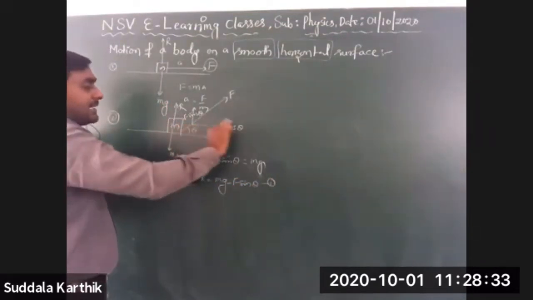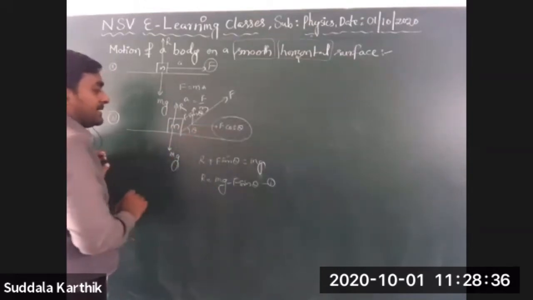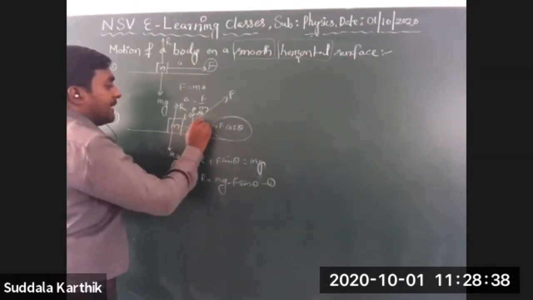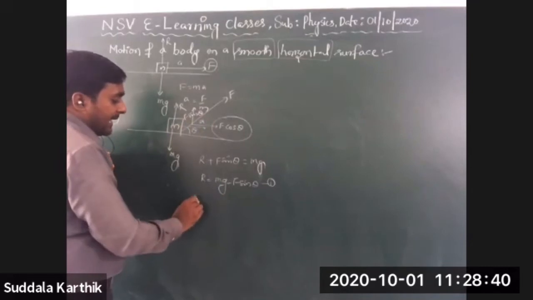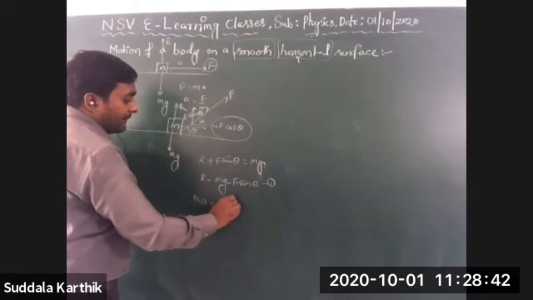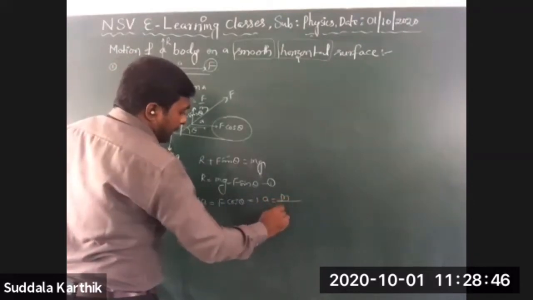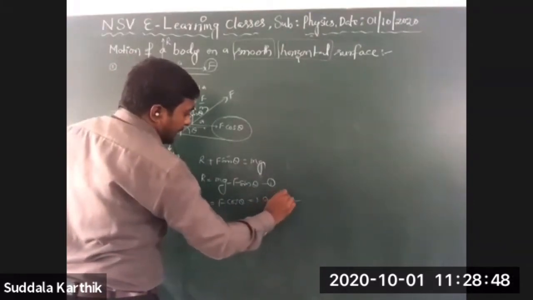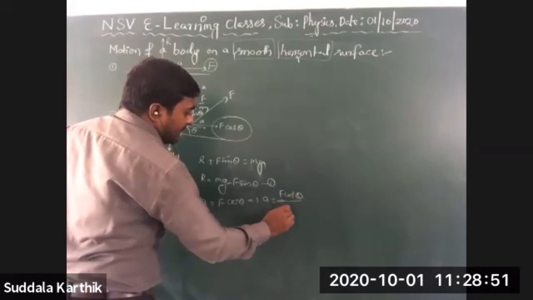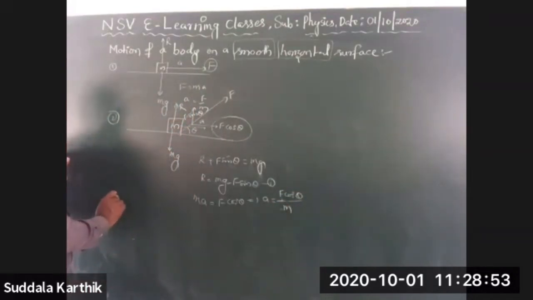Now, how many forces are acting in the horizontal direction? F cos theta. But it is getting some acceleration A. So ma equals F cos theta, which implies A equals F cos theta by m. Yesterday we discussed this; I am just recalling and revising.